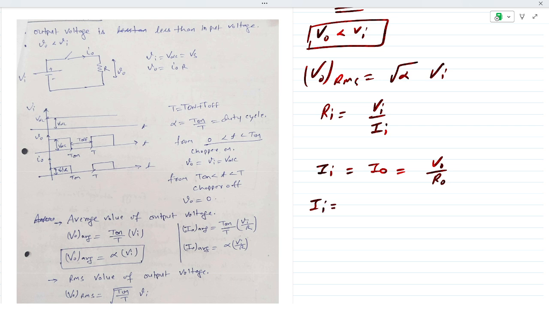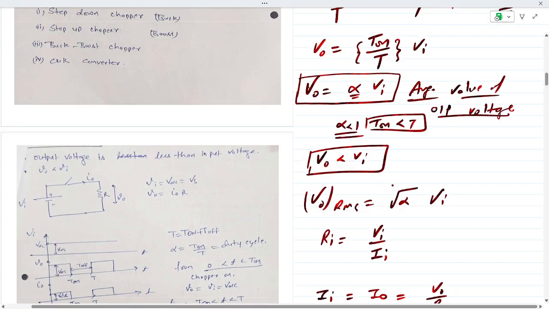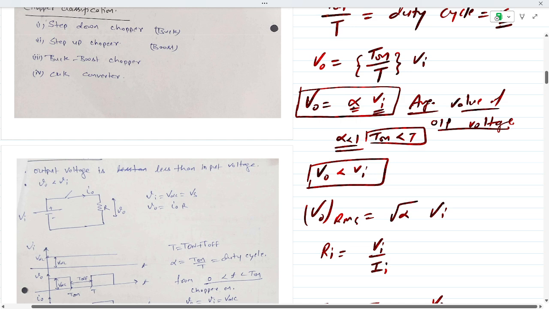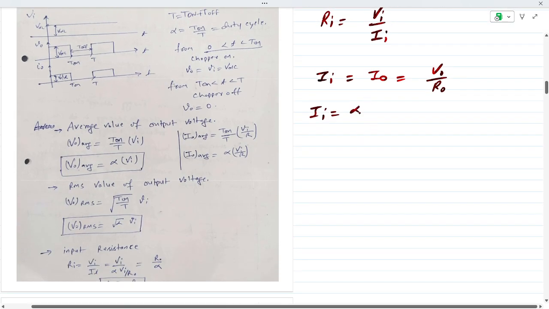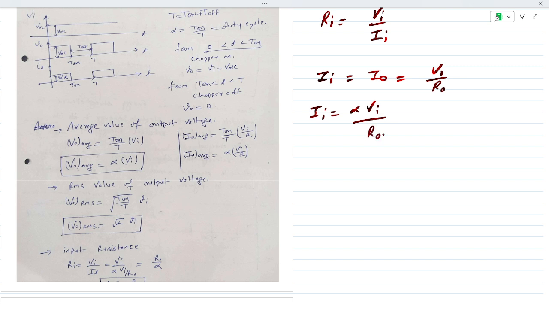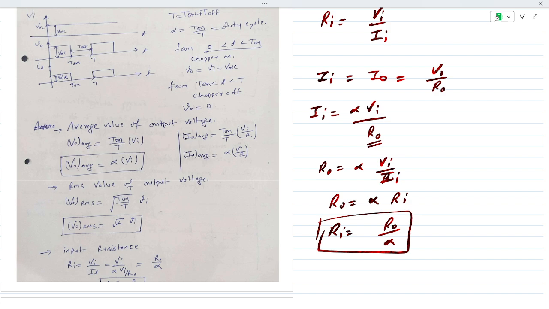Now I can write this Ii as V naught in terms of Vi. We can write alpha times Vi, so this is alpha times Vi divided by R naught. So this R naught is equal to alpha times Vi upon Ii, and we can say this R naught again is alpha times Ri, since Vi upon Ii is Ri. So the input resistance is basically load resistance divided by alpha. So this is another relationship that we have.